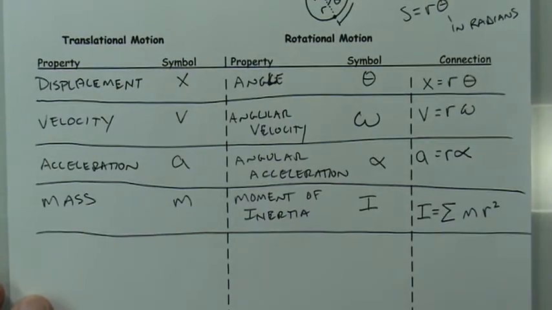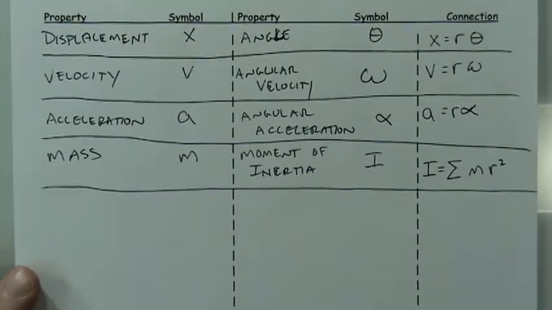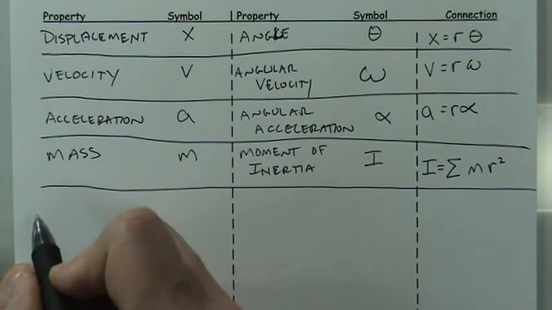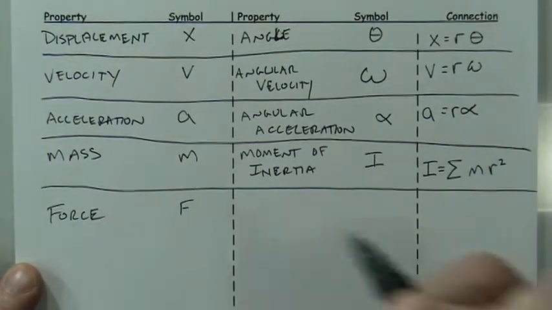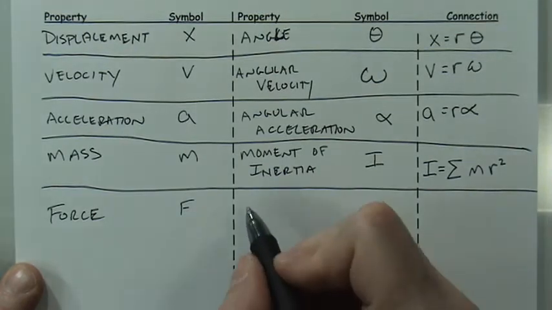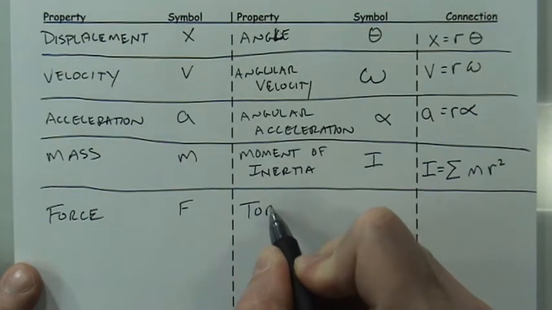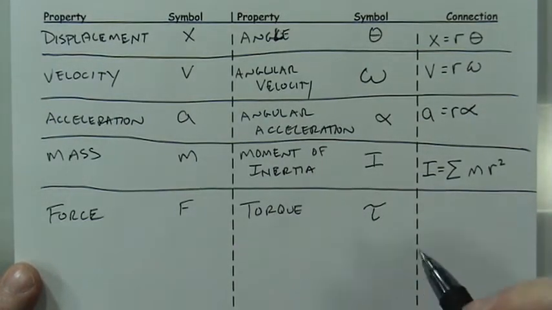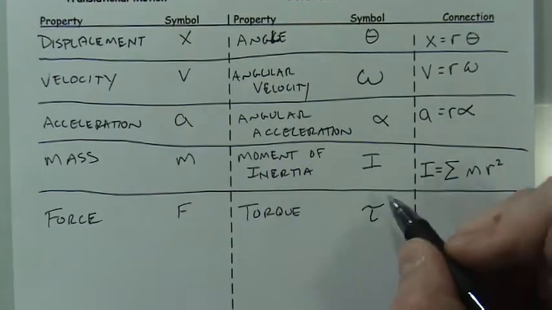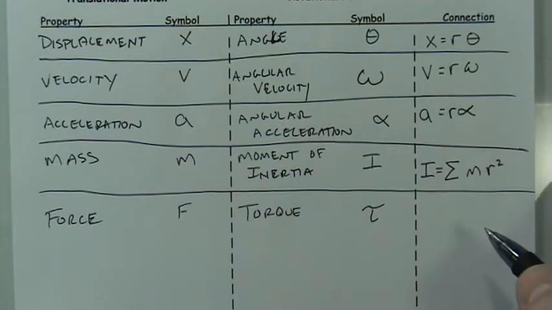Okay, so once we add mass to the mix, now we can start looking at the three big properties: force, momentum, and energy. So let's start first with force. Obviously, force uses the symbol F. The equivalent property in a rotational sense is called torque. It uses the Greek symbol tau. It's kind of a wavy line with a little lowercase t connected to it.